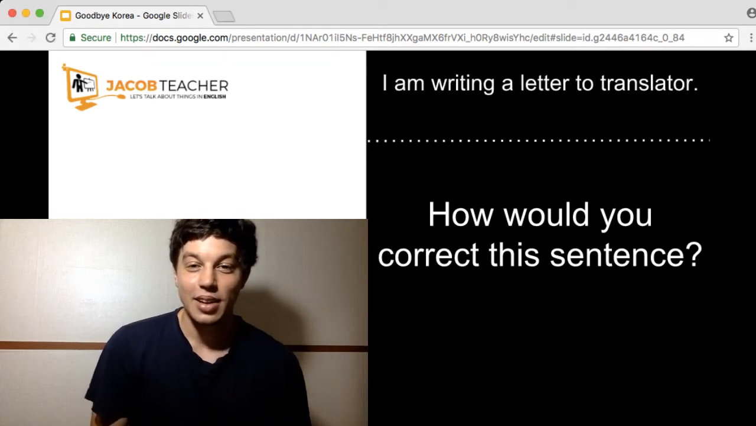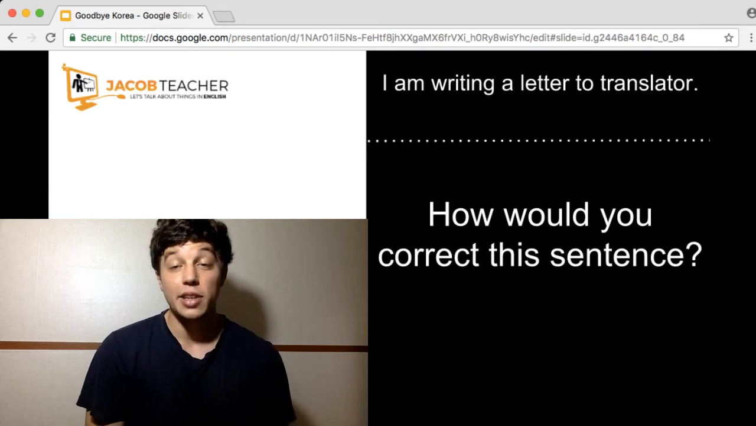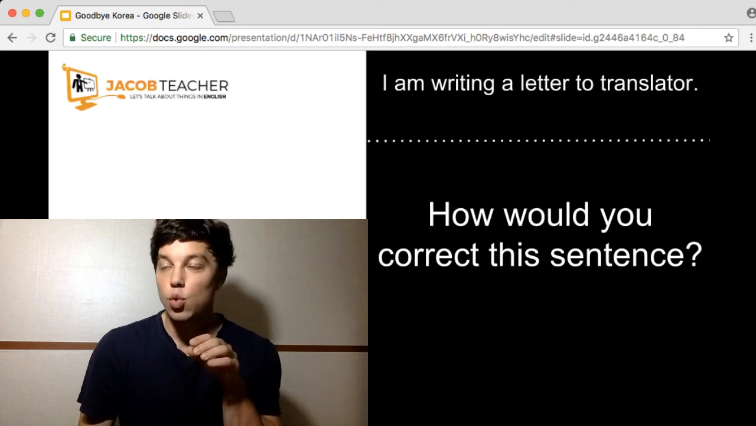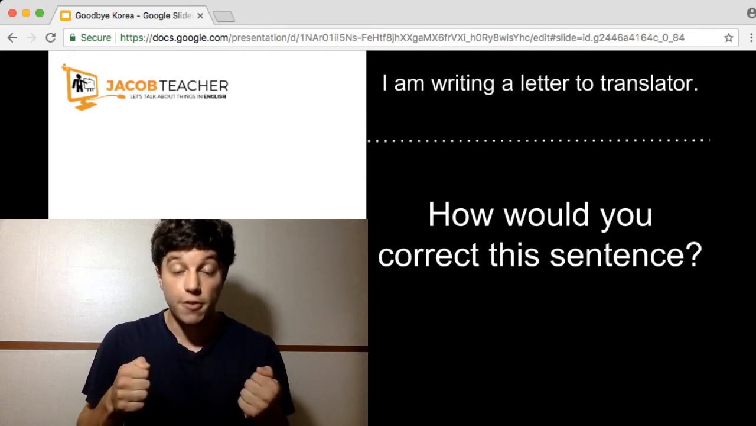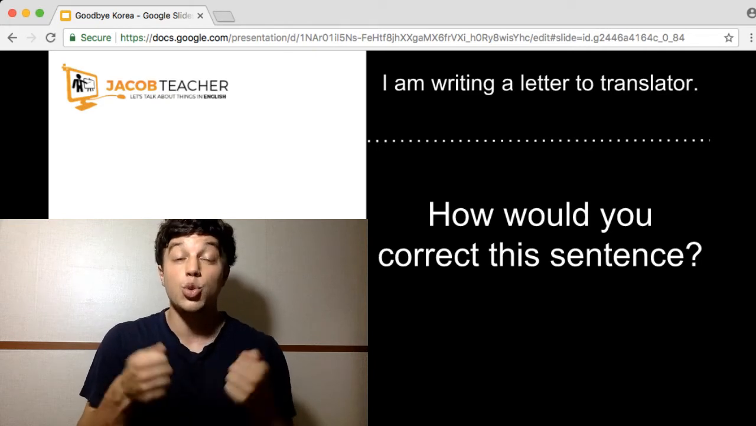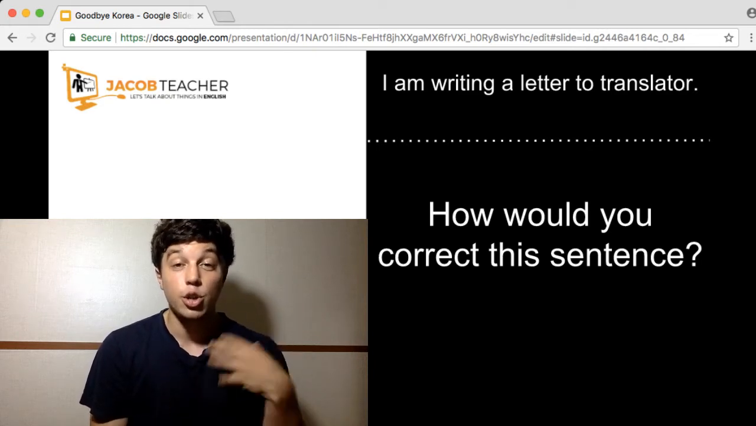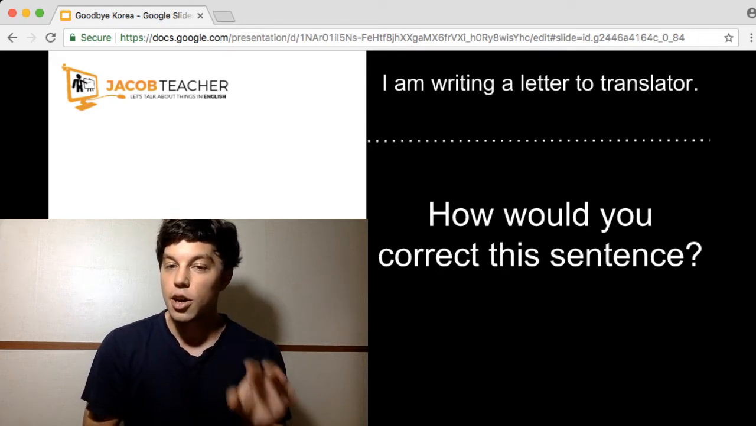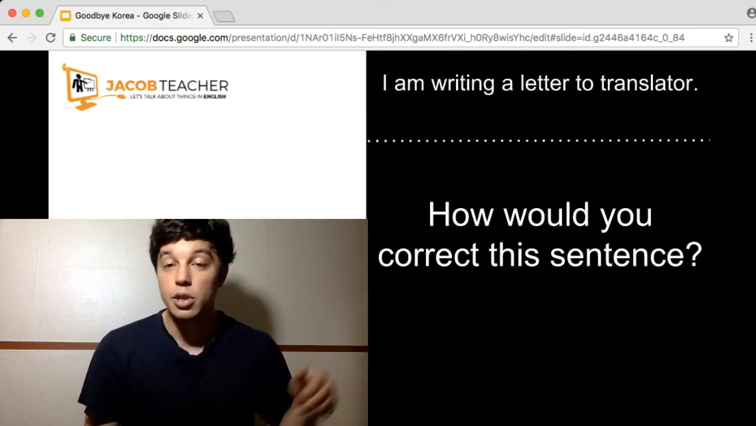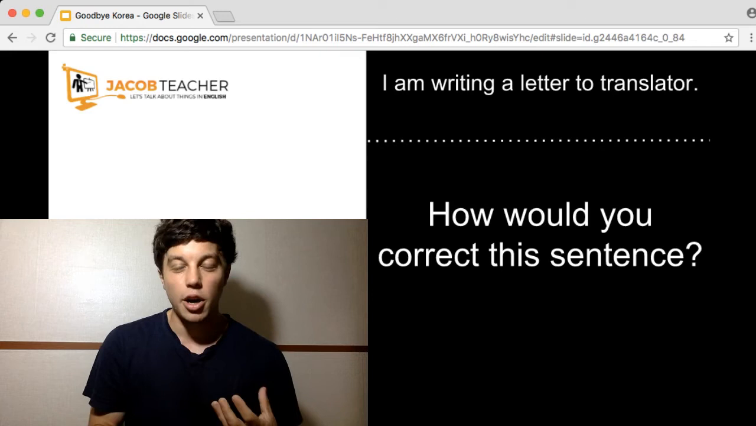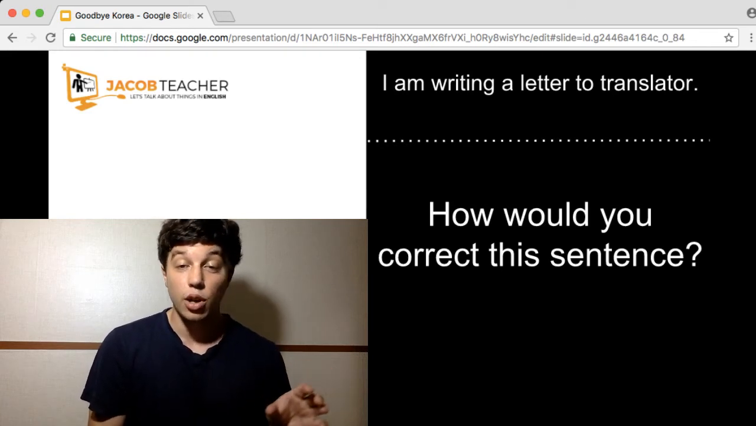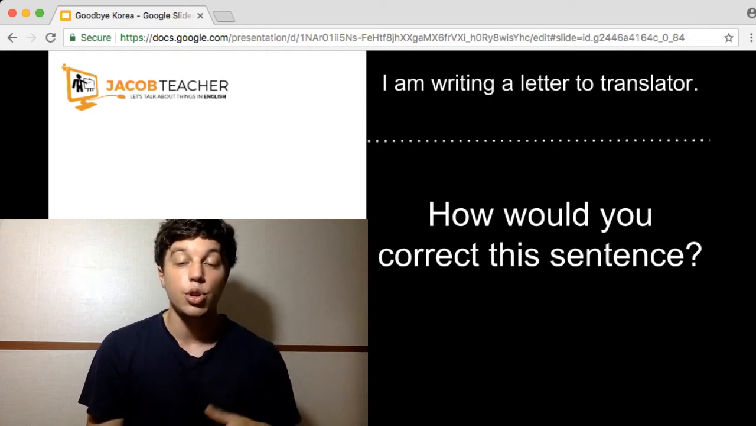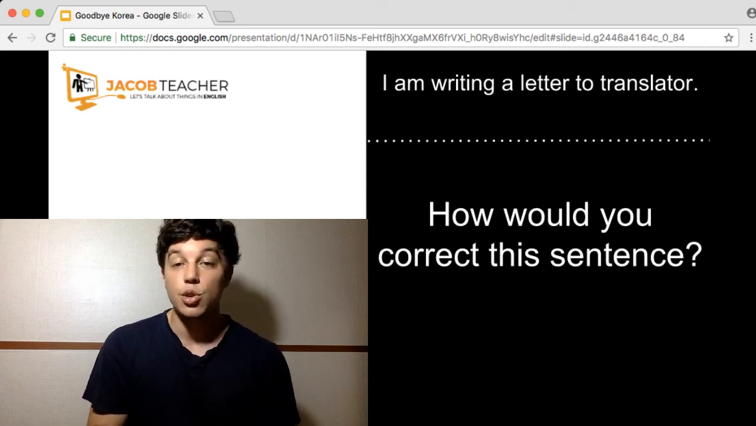Let's keep going. I am writing a letter to translator. Now, initially, when I read this, what I thought she meant was that she was going to give the letter she was writing to me to a translator first, so that he or she could translate her writing. But I was reading it again today, and it's not clear if she means what I just described, or if she might be talking about writing a new letter that she will give to a translator. In any case, whatever it is, how could you correct this sentence? What is something that you could say?